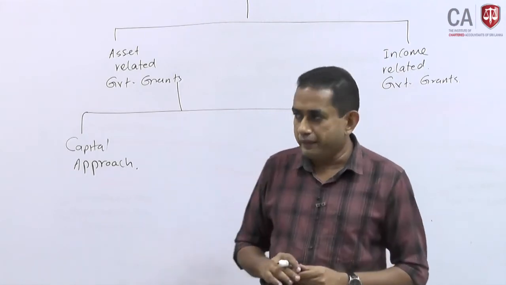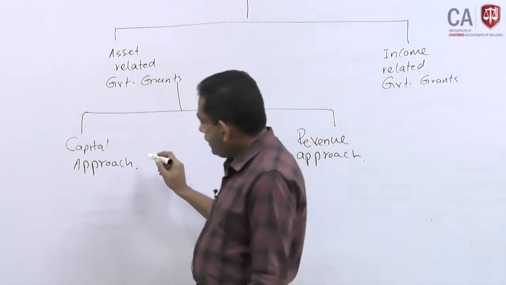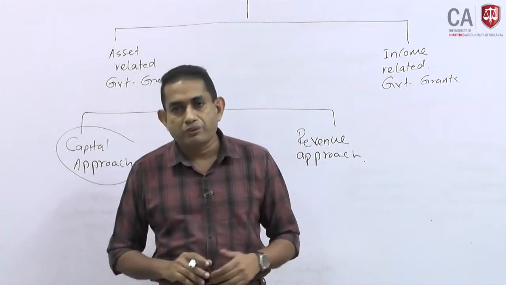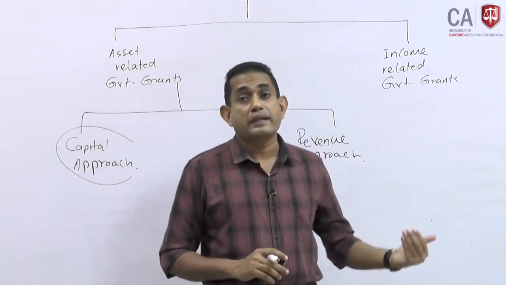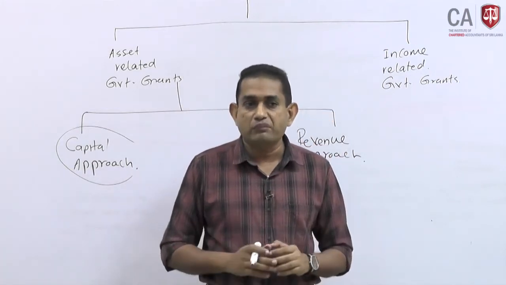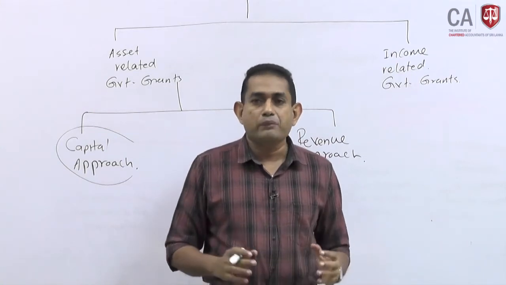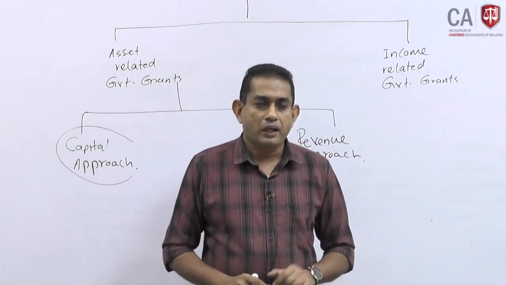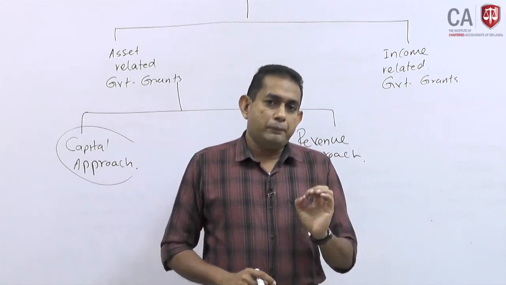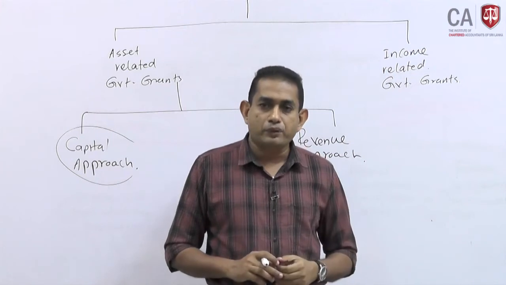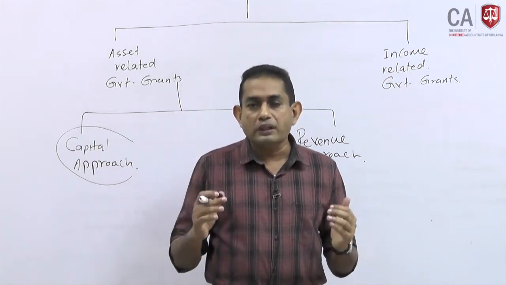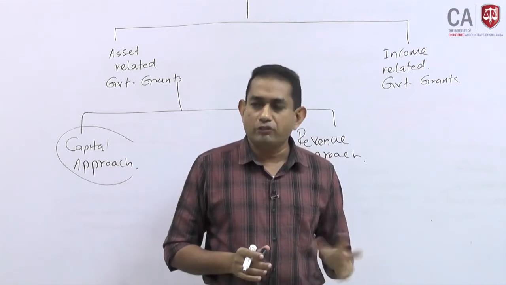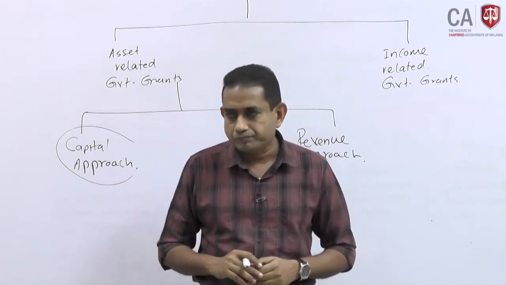And as I said at the beginning, the purpose or the aim of the capital approach is to recognize the government grant outside the profit and loss. We do not want the government grant to be in profit and loss, we want that to be outside the profit and loss. The purpose or the aim of adopting the revenue approach is the other way, and we want the government grant to be right within the profit and loss. Why? We will explain the reasons.